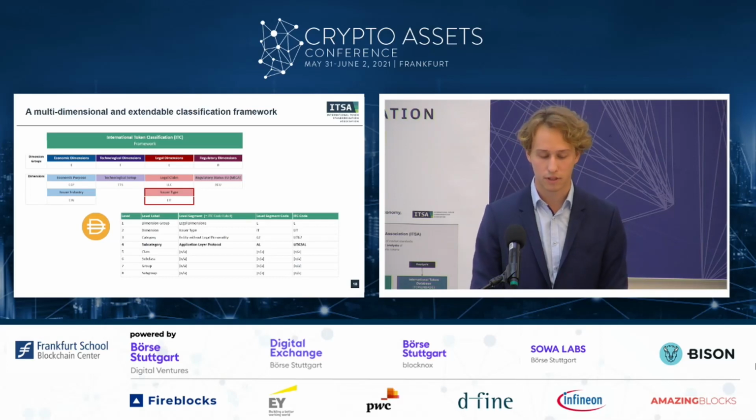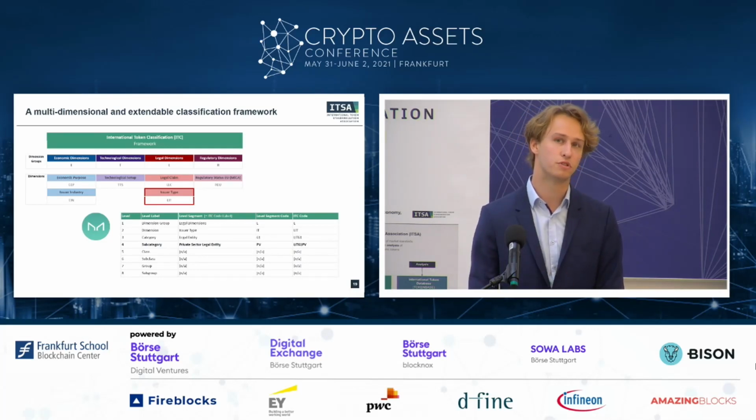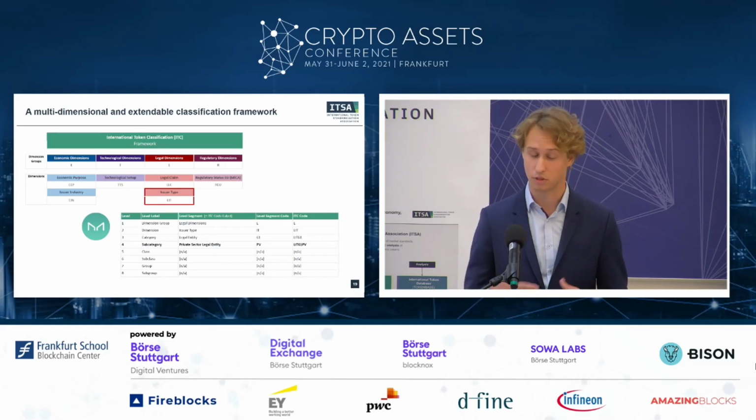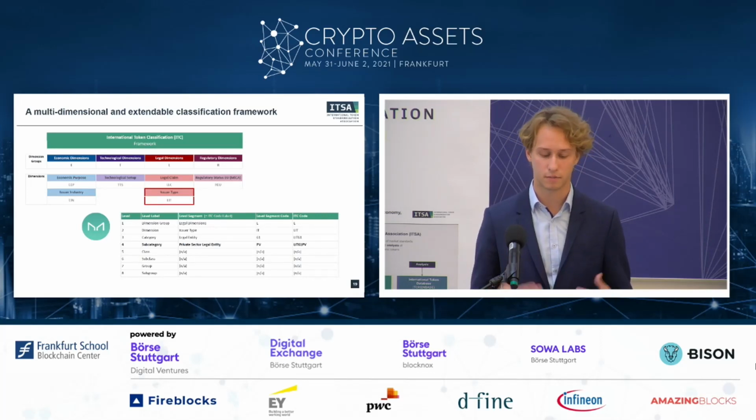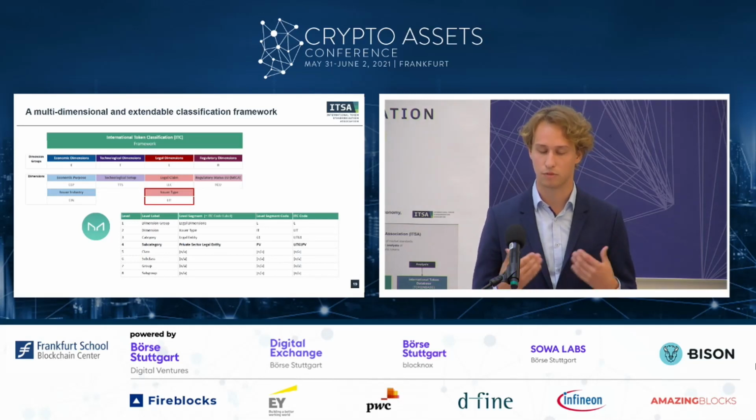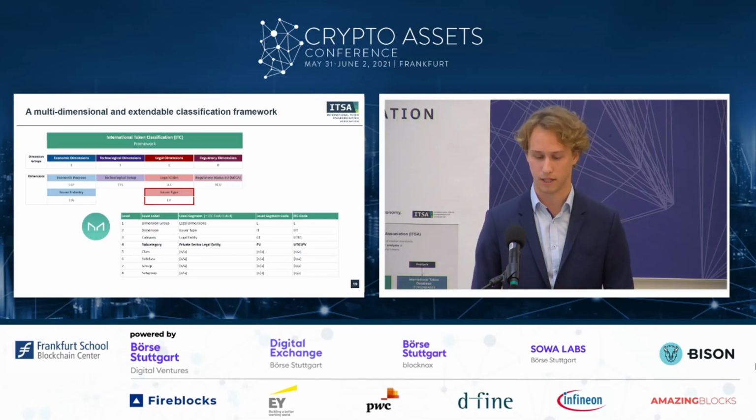The DAI stablecoin is issued by an application layer protocol, whereas the Maker governance token was issued by a private sector legal entity. Now, it's important to note that this does not mean that Maker is a centralized organization or not as decentralized as you might think. It simply means that originally there is some form of legal entity behind this protocol and behind this token.